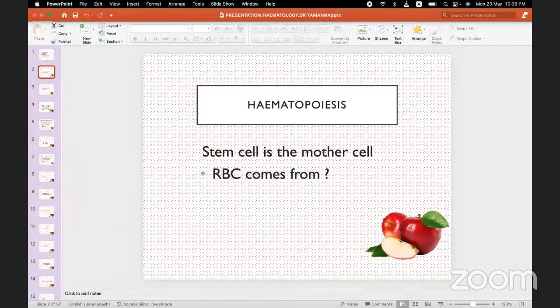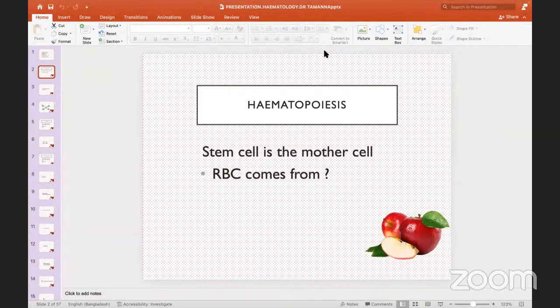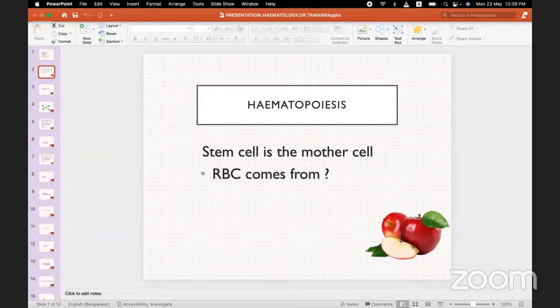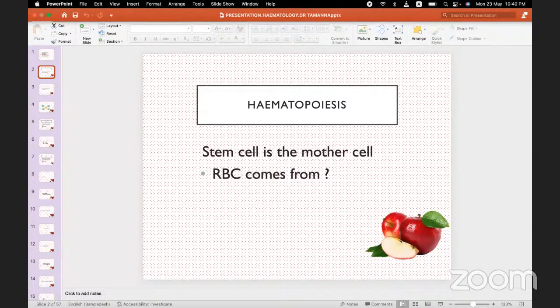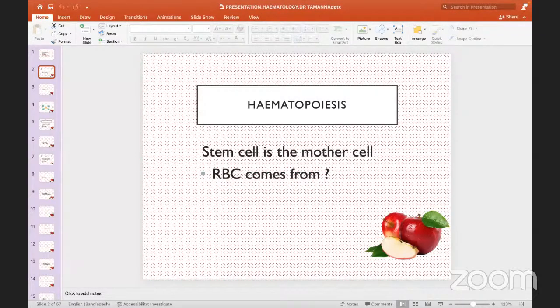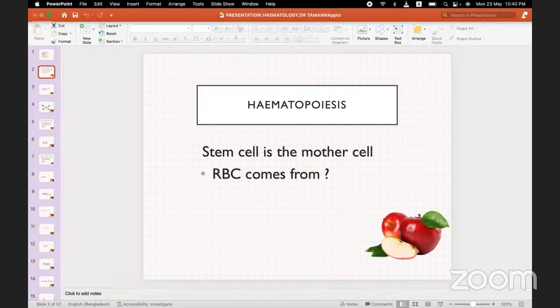So hematology begins with hematopoiesis, right? Hematopoiesis means the generation of blood cells. We know that the stem cell is the mother of all cells, but the stem cell has divisions. Some stem cells give rise to WBC, some give rise to RBC, some give rise to platelets. Does anyone have any idea from which of the stem cells the red blood cell comes?